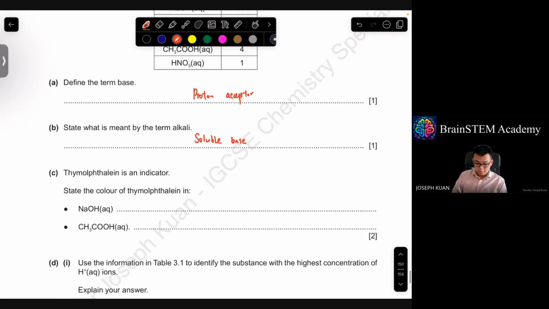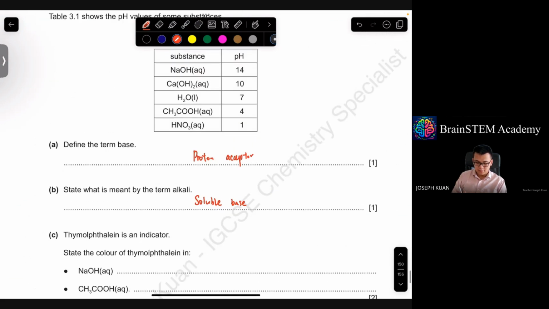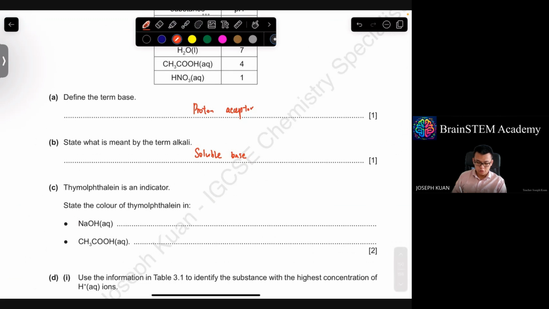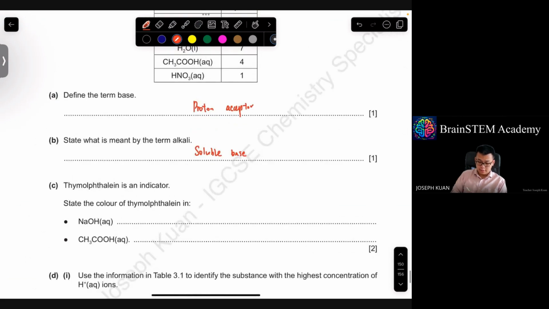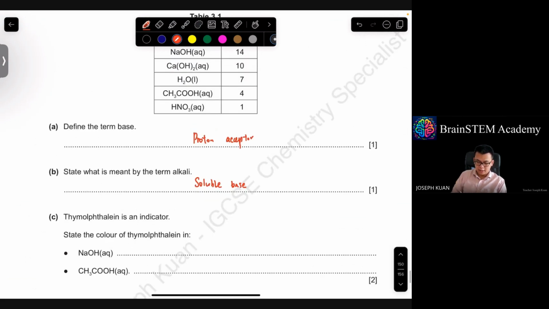All right. Thymolphthalein is an indicator. State the color of thymolphthalein in sodium hydroxide and also in ethanoic acid. Thymolphthalein is blue in alkali, colorless in acid or neutral solutions.